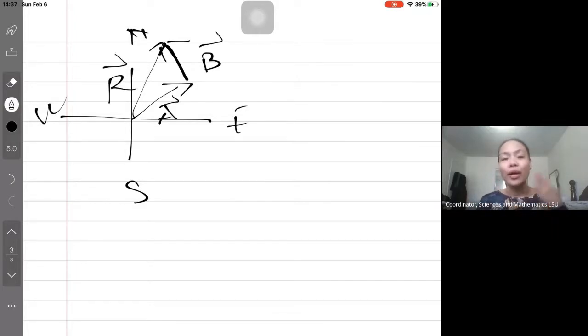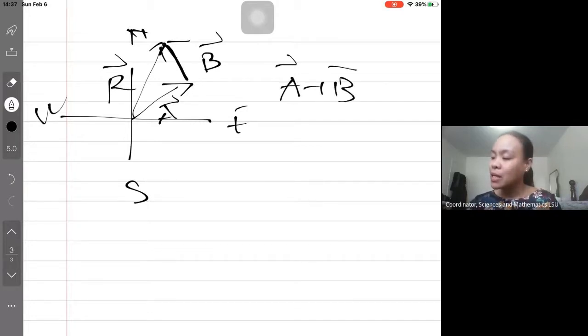Okay, so head-to-tail method. The resultant vector will be drawn from the tail of the first vector to the head of the last vector. So this will be A plus B is equal to R.